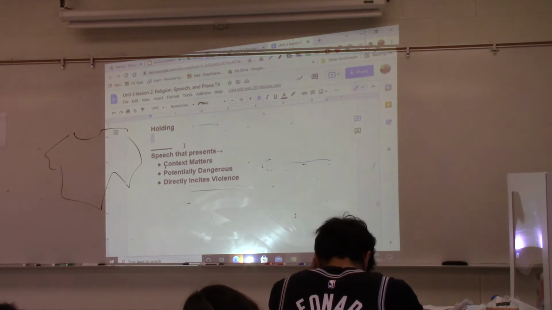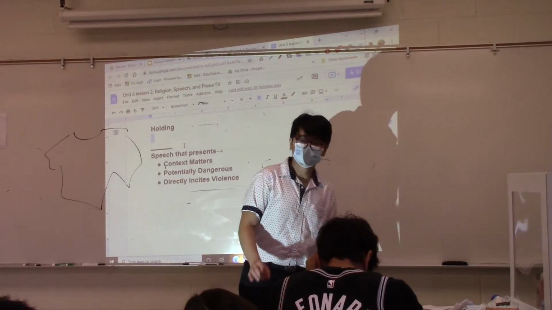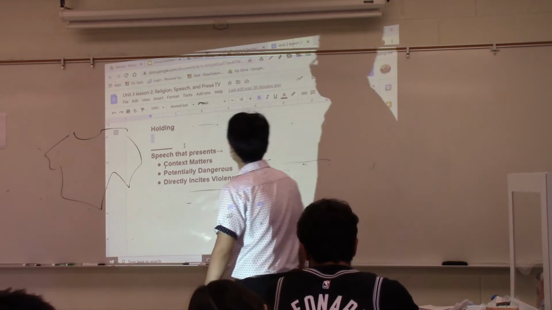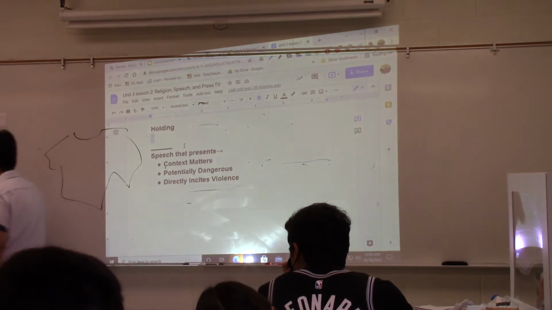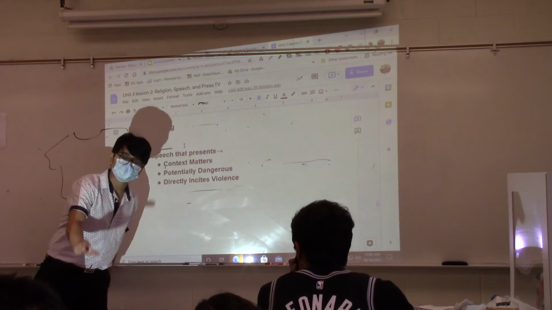You said it's a doctrine? It's called the clear and present danger doctrine. That's what the precedent's called. Any expression or speech that may present clear and present danger is not protected by the First Amendment. Question: how do we know if it presents clear and present danger? The Supreme Court said context matters.